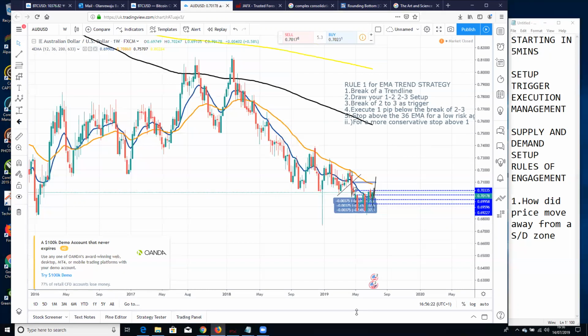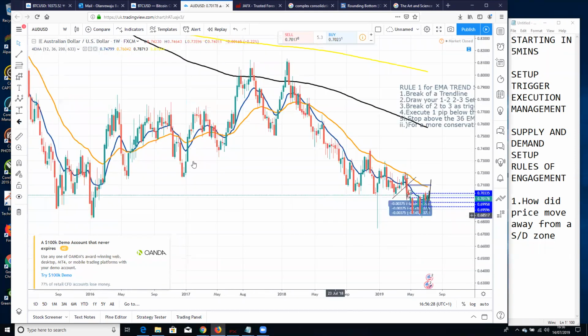Somebody says uptrend. And why is it an uptrend on this chart? And by the way, this is the Aussie US dollar chart. So Pips and Candle says it's downtrend.